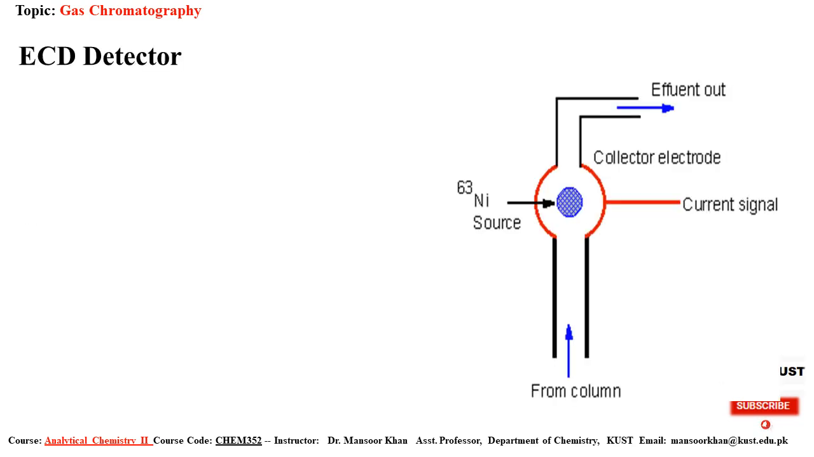This is the mechanism of the electron capture detector. In the electron capture detector, the sample from the column goes toward the detector where the nickel source is present, where ionization of the sample components takes place, from where the signal is provided and then measured.